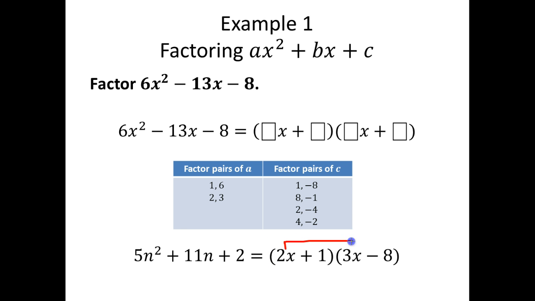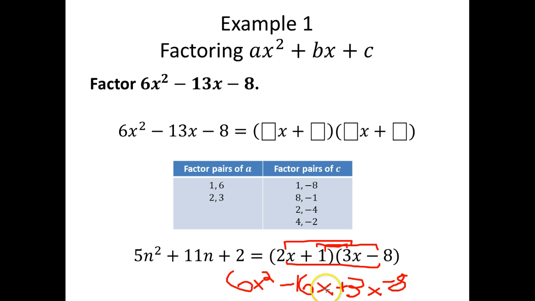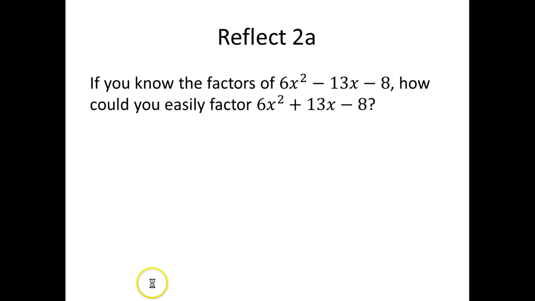So my first product is going to be 6x squared. My outer product is going to be 2x times negative 8. That's negative 16x. My inner product is 1 times 3x. That's just 3x. And of course 1 times negative 8. My last product is negative 8. So once I combine like terms here, I'd have 6x squared minus 13x minus 8, which is what I wanted.